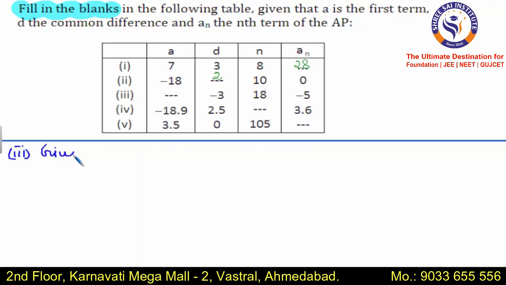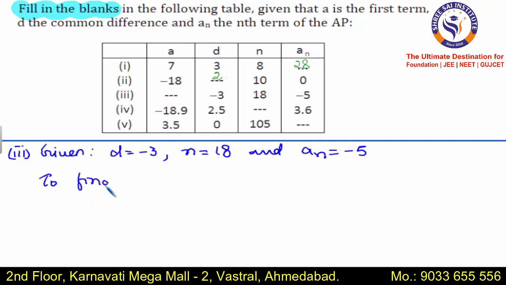In the third part, we are given the value of D, which is minus 3, value of N, which is 18, and the nth term, which is minus 5. We have to find the value of A. Now we are given that the nth term is equal to minus 5. This implies that A plus N minus 1 into D is equal to minus 5.